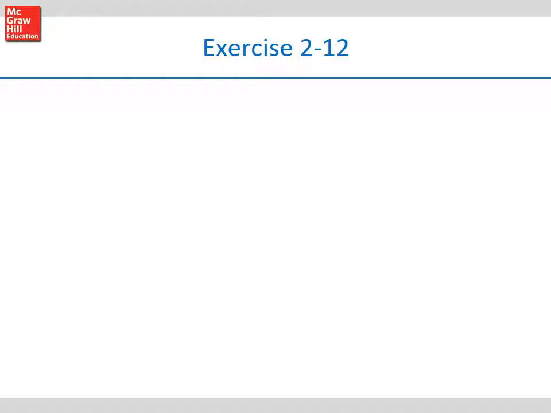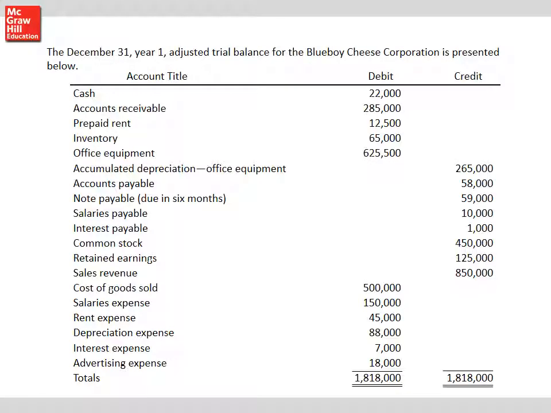Okay, moving on to exercise 212. Now 212 is going to wrap up the accounting cycle. So they present us with, so we've seen journal entries. The assumption is we posted those to the T accounts, created an unadjusted trial balance.